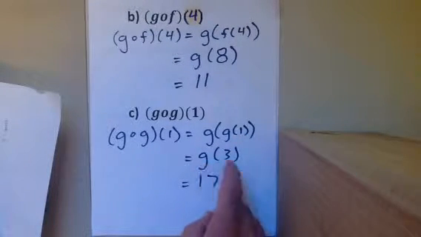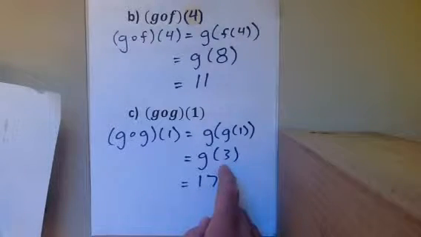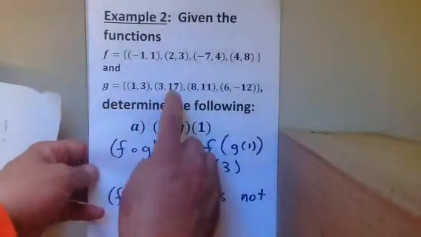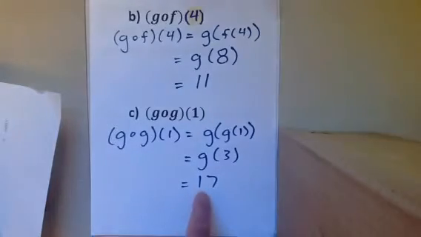Now we want to know what g at 3 equals. Well, g at 3 is the y value in g when x is 3. So in g, when x is 3, the y value is 17. So that's g at 3, 17.